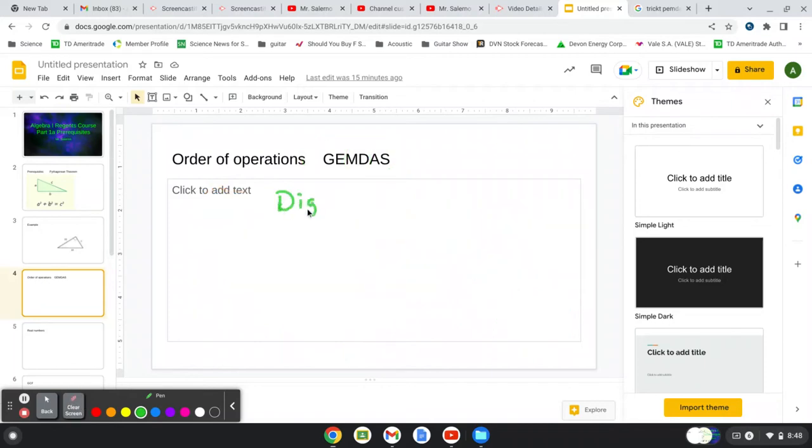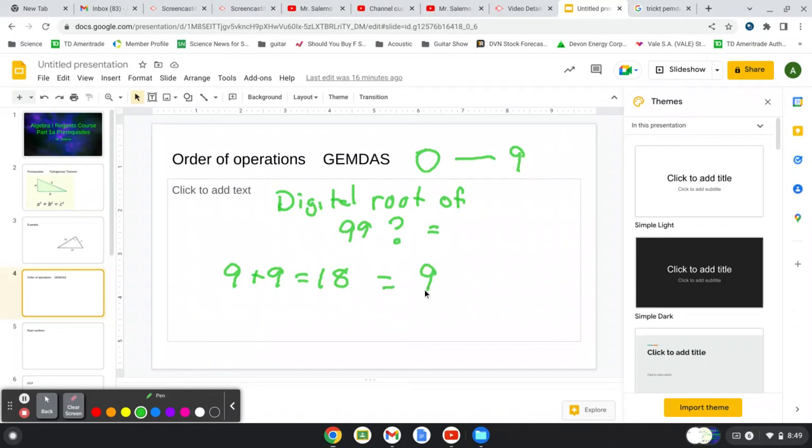What if I gave you, what is a digital root of, let's say, 99? What do you think the digital root of 99 is? So again, if you add the numbers, right, you're going to have 9 plus 9, which is 18. But remember, 18 is not a digit. We only have 10 digits, right? We have 0 to 9. Those are all the digits in the universe, right? So the digital root will be 9 because 1 plus 8 is 9. All right, let's move on.